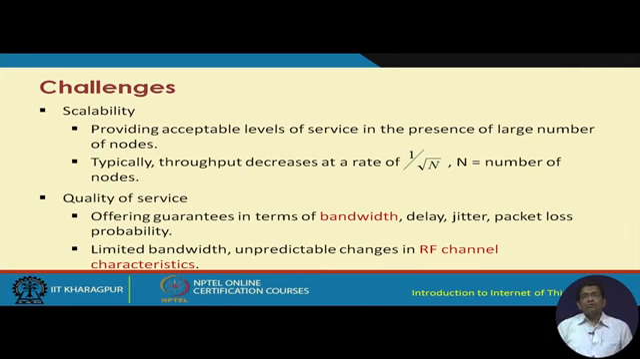Second issue is quality of service. Quality of service guarantees are required for any network. Sensor networks, IoT using sensor networks, also need to have quality of service guarantees. Quality of service guarantees talk about offering guarantees in terms of bandwidth, delay, jitter, packet loss probability, and so on. And in a sensor network we are talking about very limited bandwidth, a heavily constrained network with heavily constrained resources, unpredictable changes in RF channel characteristics, and so on. So, in such a chaotic environment, how are we going to deliver quality of service guarantees?